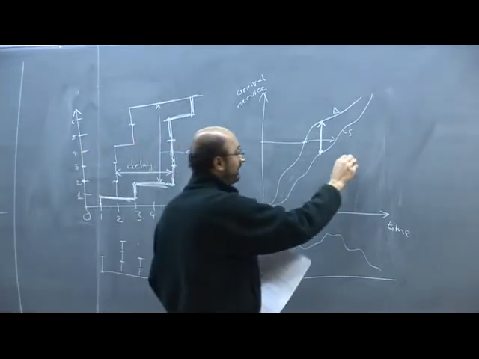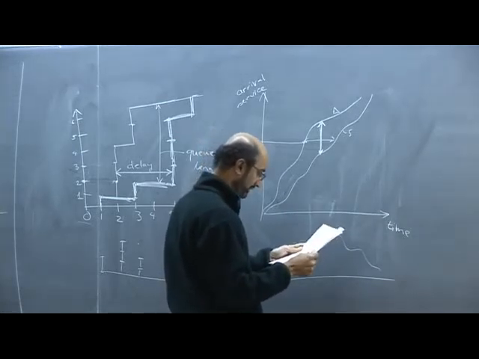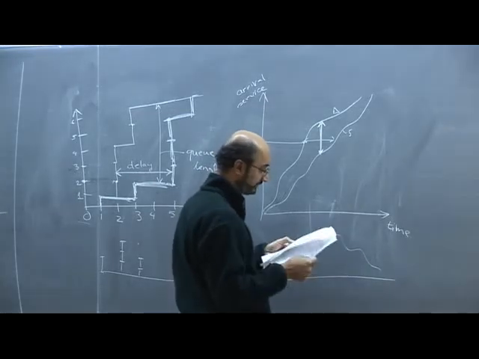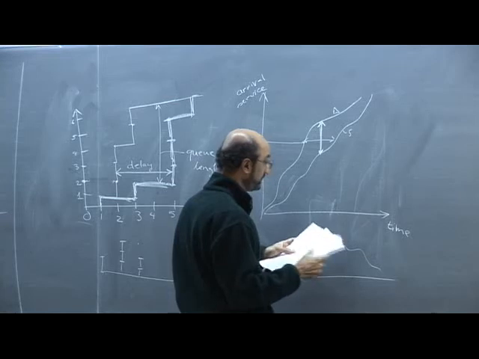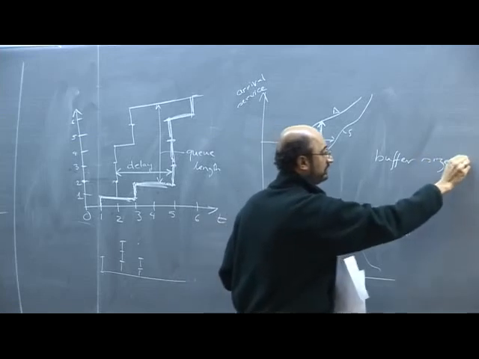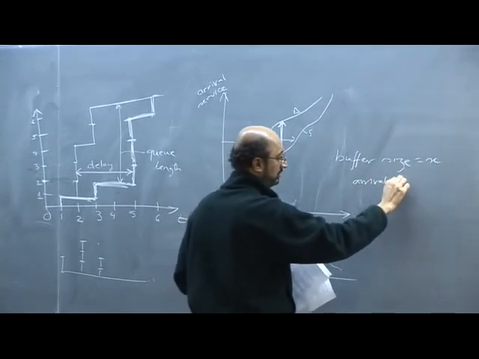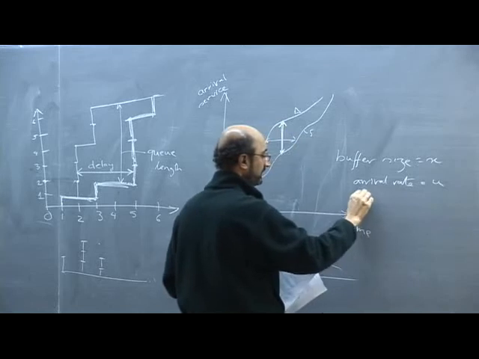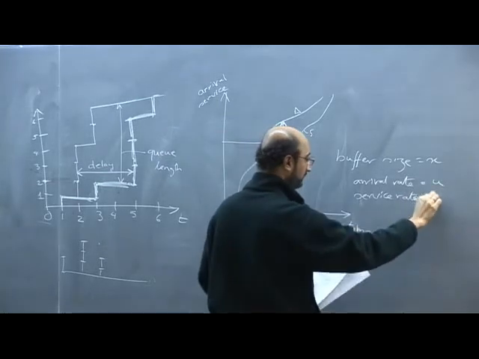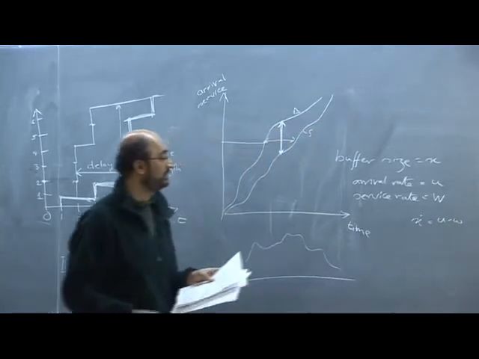So if your arrival rate is, okay, I want to make sure I use the same terminology as later. So let's say the buffer size is equal to x, and then let's say the arrival rate equals u, and the service rate equals w, then x dot equals u minus w. Okay, so that's the rate at which the buffer grows.